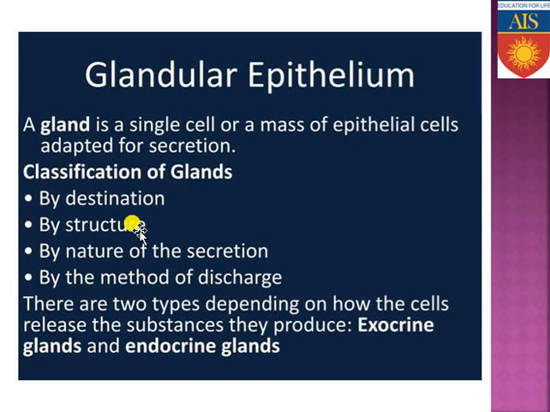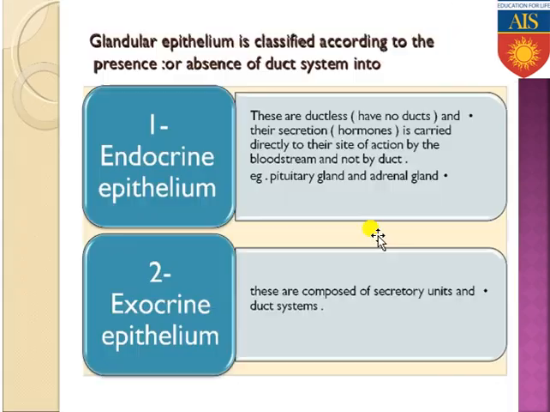There are mainly 2 types of glandular epithelial tissue depending on how the cells release the substances they produce. So we have categorized that and made 2 types of glands. One is exocrine gland and one is endocrine gland. We have created the exocrine and endocrine glands based on their secretion, because the nature of the substances which are secreted are different from each other, and they are also not released in the same location, and their functions are also not the same. So based on that we have categorized the glands.